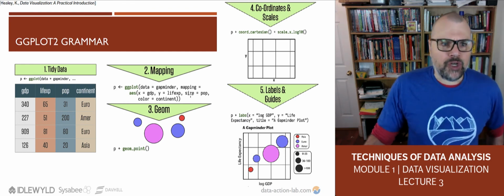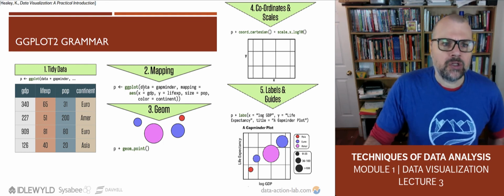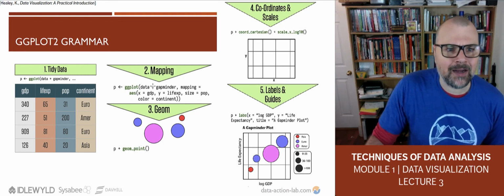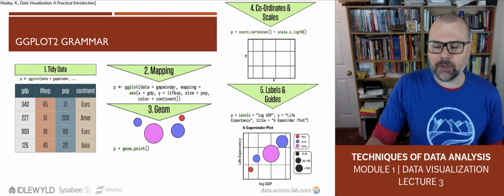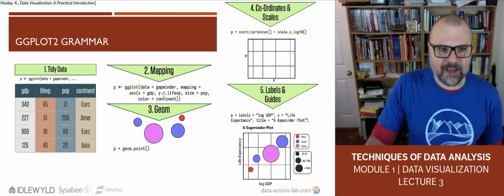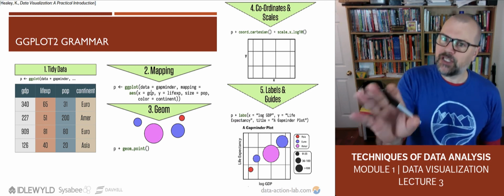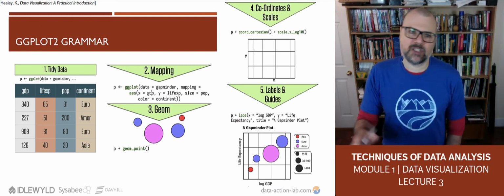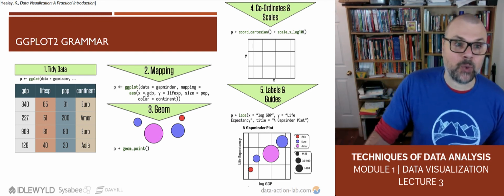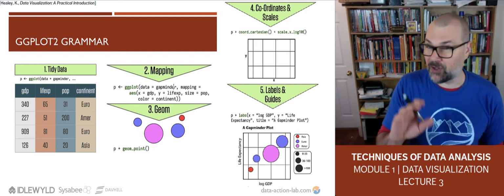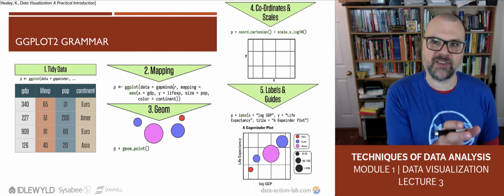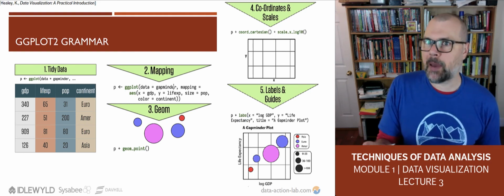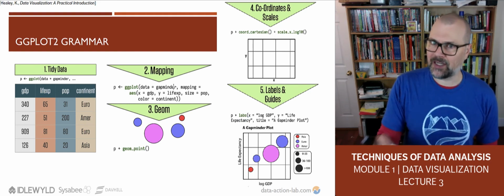Now, if you just drop data equals and mapping equals, if you just write Gapminder and specify the aesthetic mapping, ggplot will know what you're talking about. So it's still a good practice to write data equals so that we don't get confused, but in practice, you don't need to specify that one of them is a data set and the other one is the mapping. ggplot will recognize that this is what's happening.